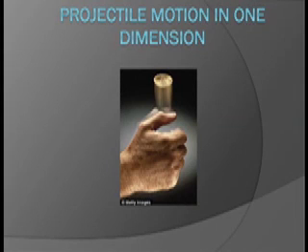Today we're going to be discussing projectile motion in one dimension. One example of this is flipping a coin. Even though it exists in 3 dimensions, it's really only moving in one. It's going up and coming straight back down. This is the simplest form of motion, so this is what we're going to be discussing first.